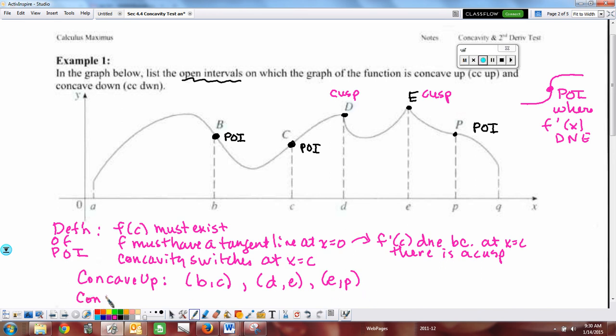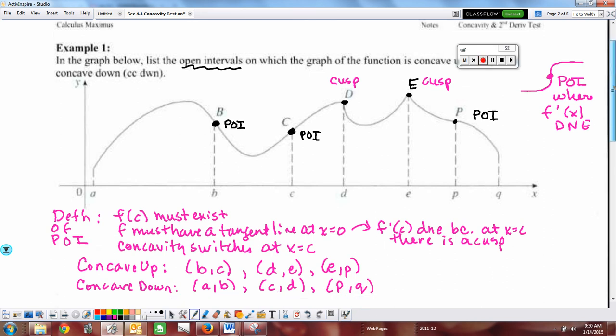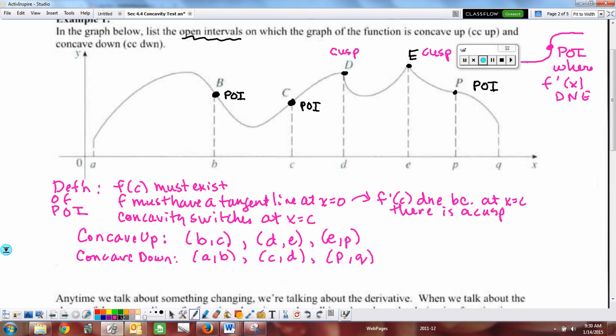And then it's going to be concave down from A to B, from C to D, and from P to Q. So that's fairly easy to go through and list concave up and concave down. But again, make sure that you are paying attention to the actual definition of the point of inflection that we want to be careful of.